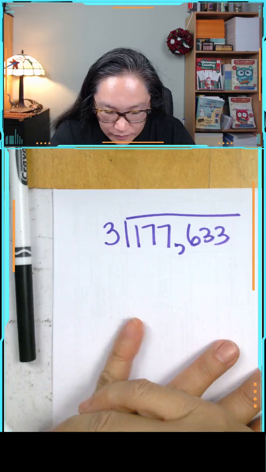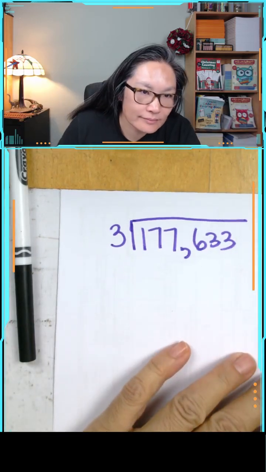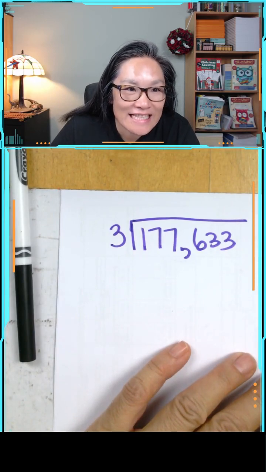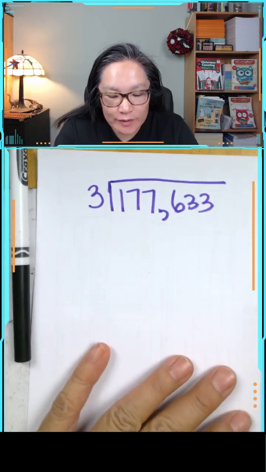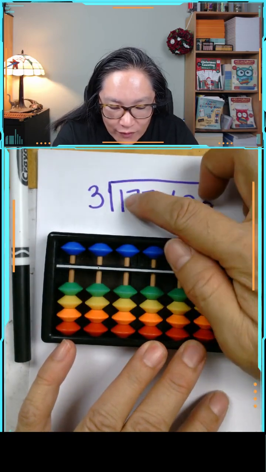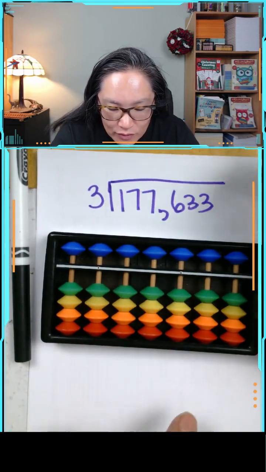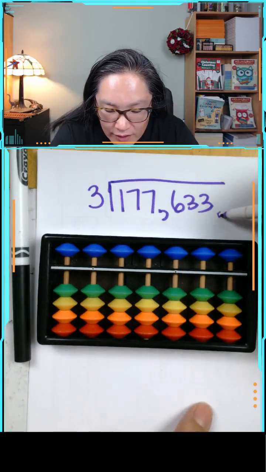177633. This will be easy. It's funny how easy it is now than it was before. All right, here we go. 1, 2, 3, 4, 5, 6. Whew, that's a lot. 1, 2, 3, 4. No, 5. No, 6.